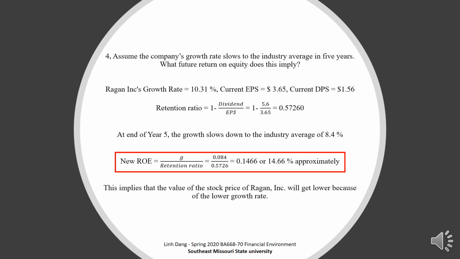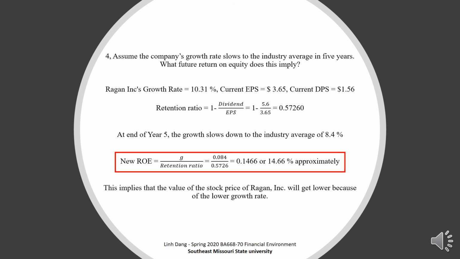Last question. Assume that the company growth rate slows to the industry average in 5 years. What future return on equity does this imply? In order to calculate the return on equity, we must know the growth rate and also the retention ratio. Firstly, we calculate the retention ratio for Ragan. We have the information that Ragan growth rate is 10.31%, current EPS is $3.65, current DPS is $1.56. So we calculate the retention ratio as follows, and the result is 0.5726. So at the end of year 5, the growth slows to the industry average of 8.4%.